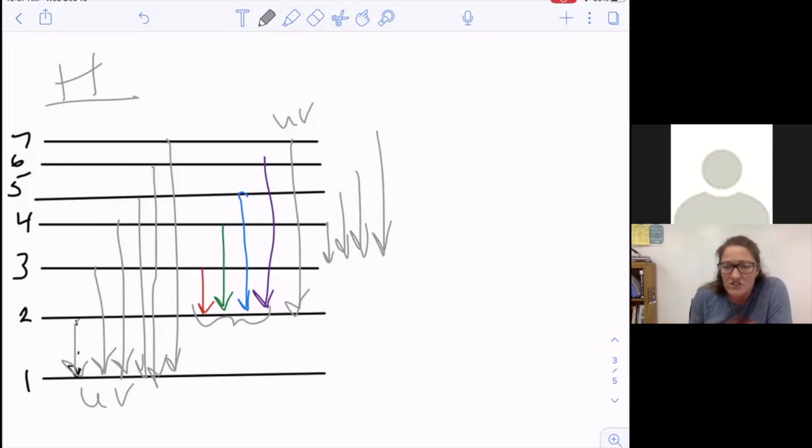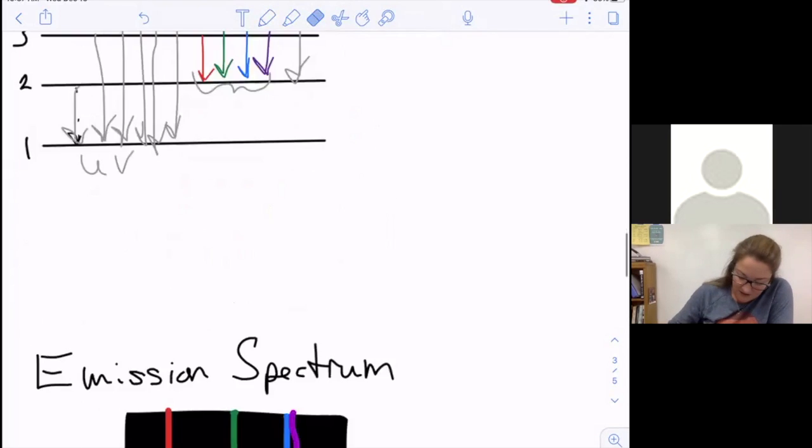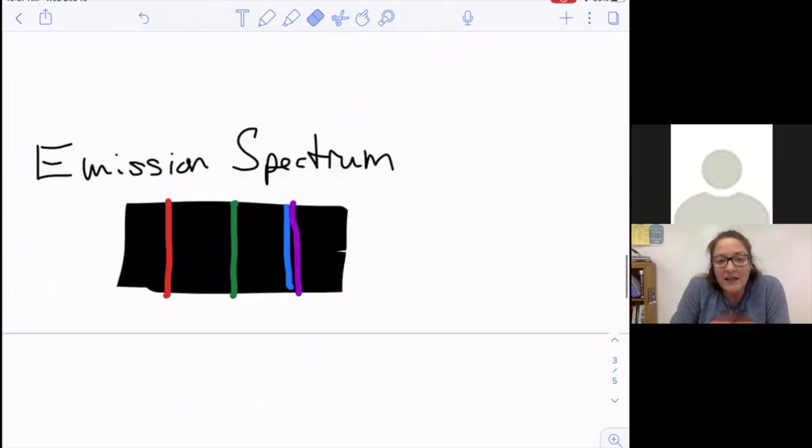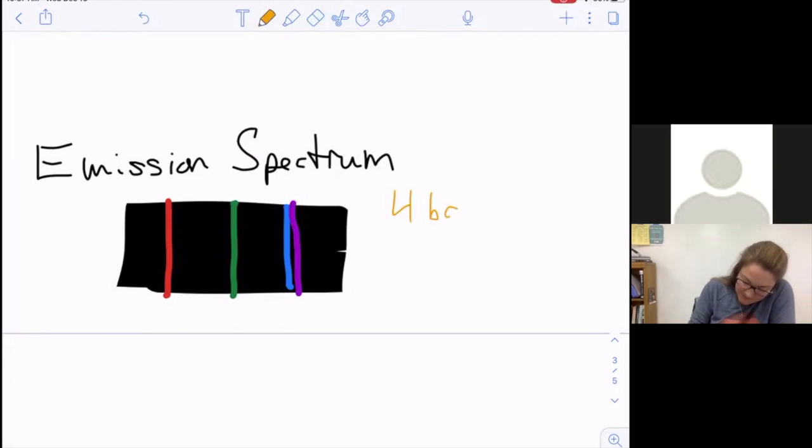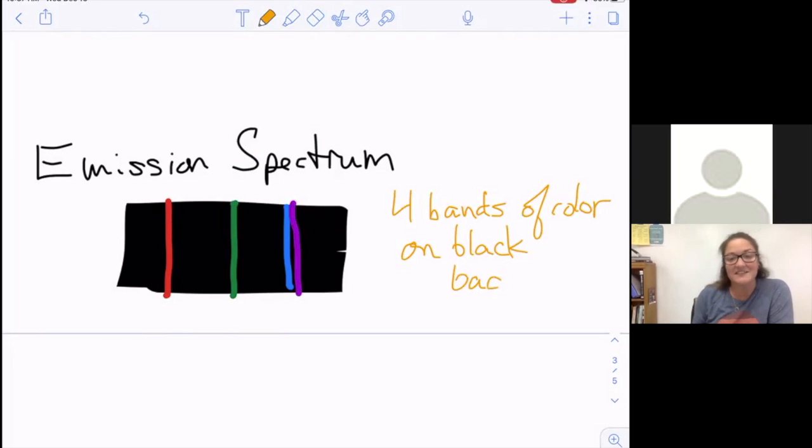For it to emit orange light, maybe, which it doesn't, I would need it to fall from like here to here. But an electron can't be between shells, so that's not a possibility. It can only make these moves. So if we were looking at the emission spectrum of hydrogen, we would see these 4 bands on a black background. We'd still have to put it through a prism and break it apart so we could see the different wavelengths, but we only see 4 bands of color on a black background. And this is hydrogen's signature.